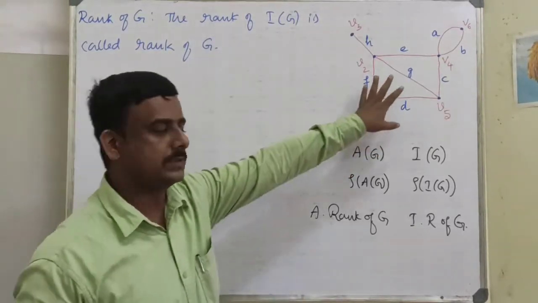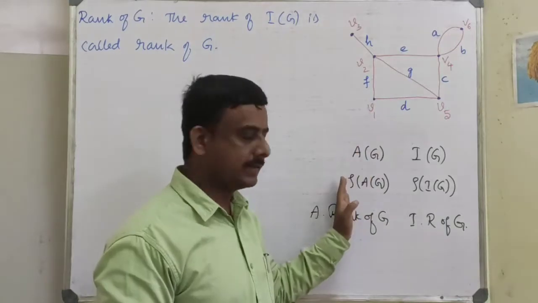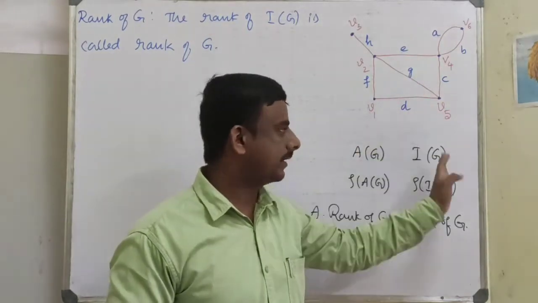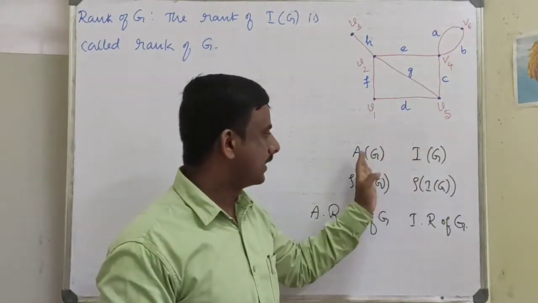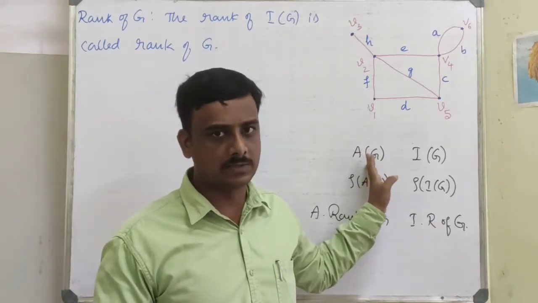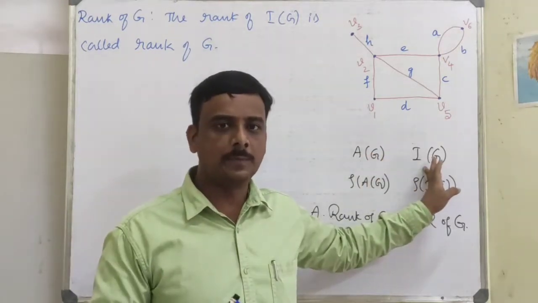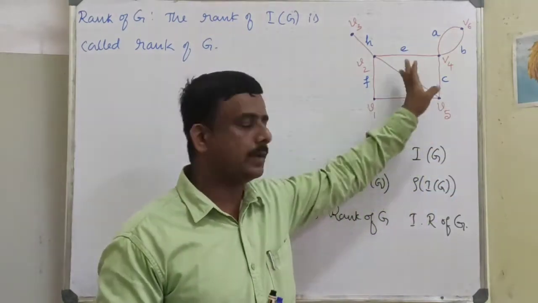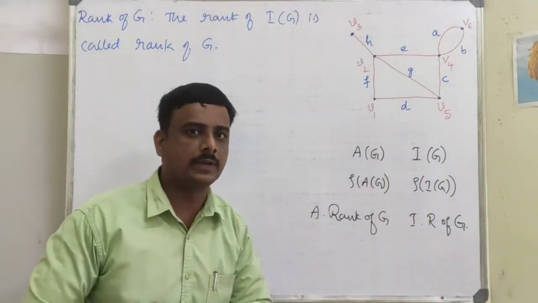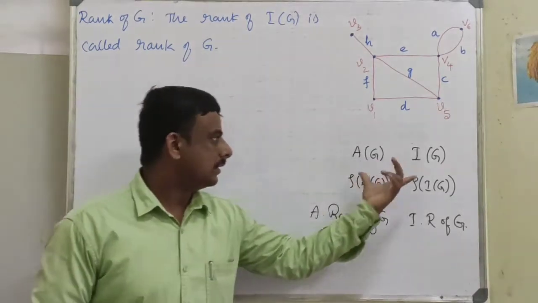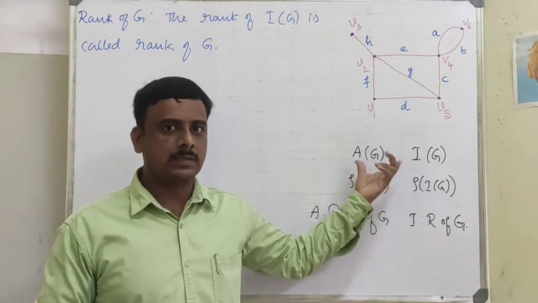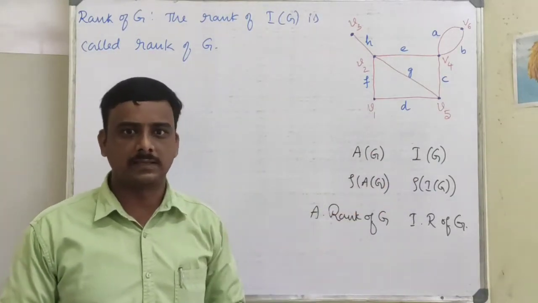So I have a graph G. I can write the adjacency matrix and also I can write the incidence matrix. Adjacency matrix will be of order n cross n, where n is the number of vertices in the graph. Incidence matrix will be of the order n cross m, where n is the number of vertices and m is the number of edges. Now you have matrices. Given any matrix, you can find its rank.